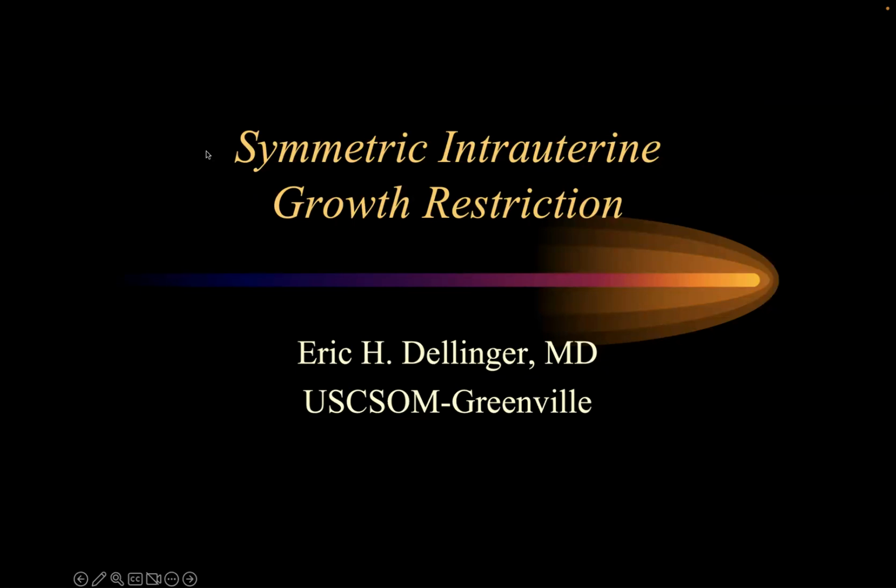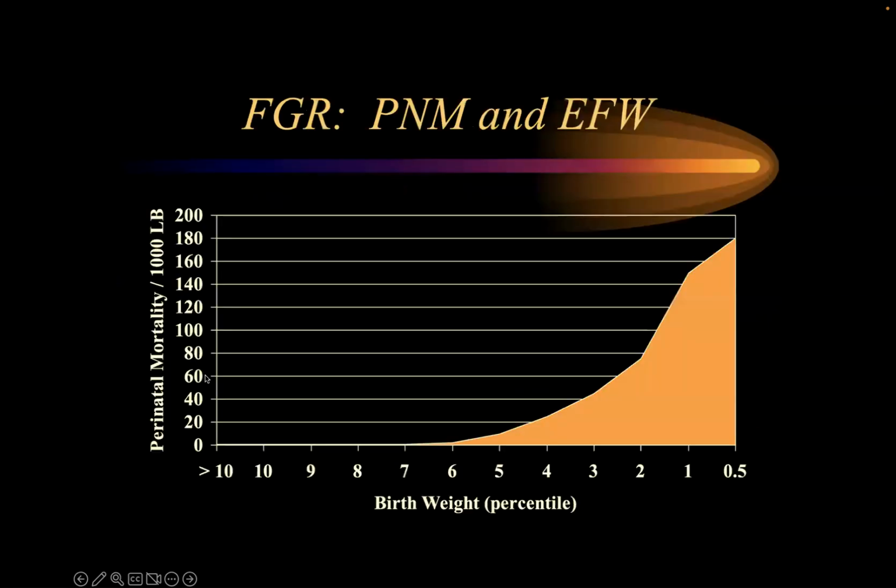Okay. All right, so again, this is going to be a discussion or an overview about symmetric growth restriction. You can go on to the next slide. And by that, we really mean the head size is pretty equal to the abdominal circumference for these fetuses. And like we mentioned last time, really the bulk of the adverse outcome is limited to the bottom 5% of these fetuses. We're using the 10th, below the 10th percentile to define growth restriction, but it's really the bottom 5% that you can see that has the bulk of the adverse outcome.